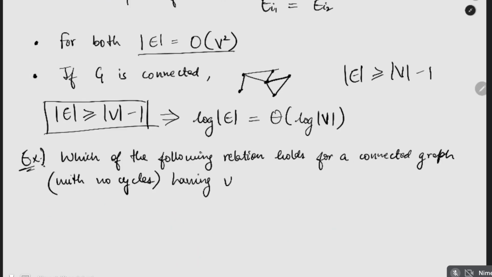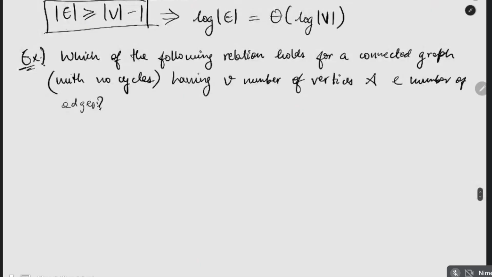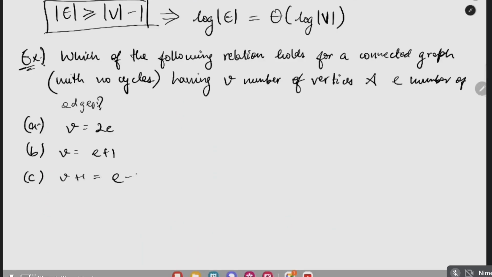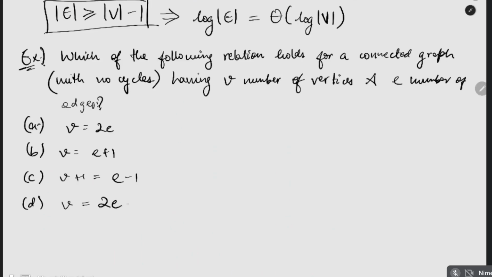Having V number of vertices and E number of edges, what are the options? A, V is 2E; B, V is E plus 1; C, the number of vertices plus 1 is the number of edges minus 1; and D, the number of vertices is 2 times the number of edges minus 1.